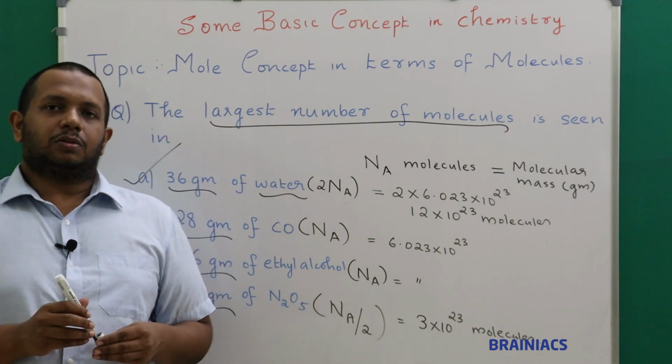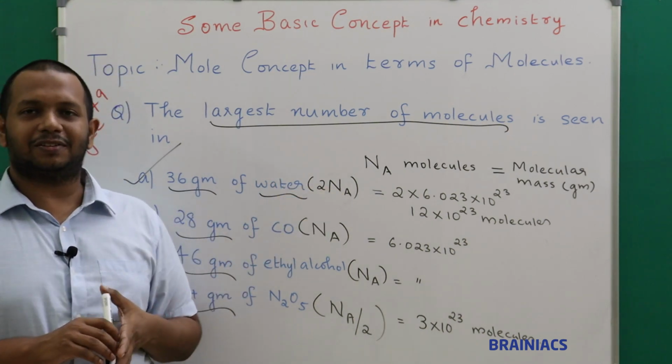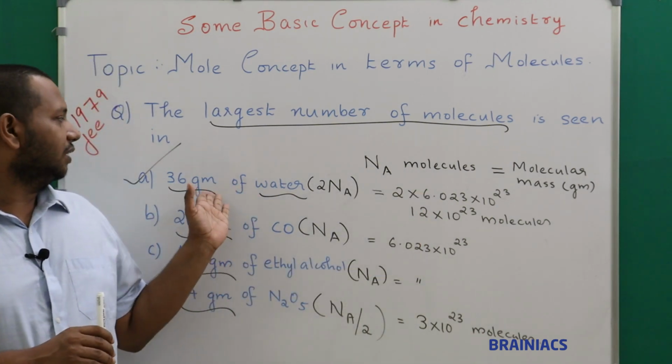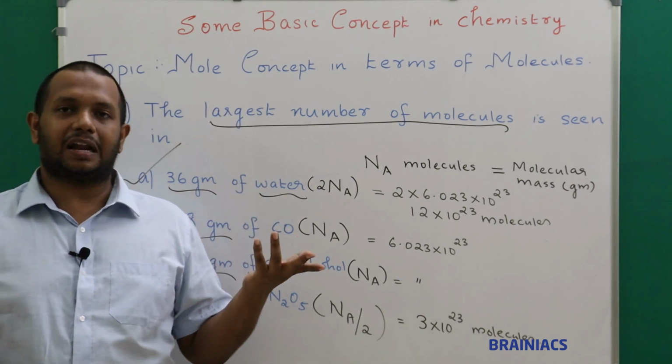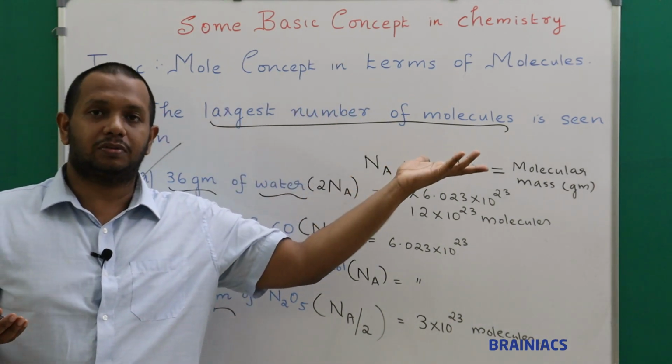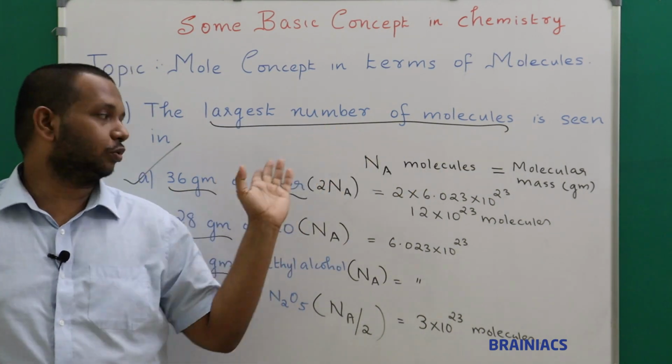Understood? So I hope you got a fair idea how to do this. I have done in a large number of steps. Actually these things are not required. You can just think water means 18 gram. Water has a molecular mass of 18 gram. I know 18 gram has Na molecules. So 36 gram means 18 into 2. So it will have 2 Na.